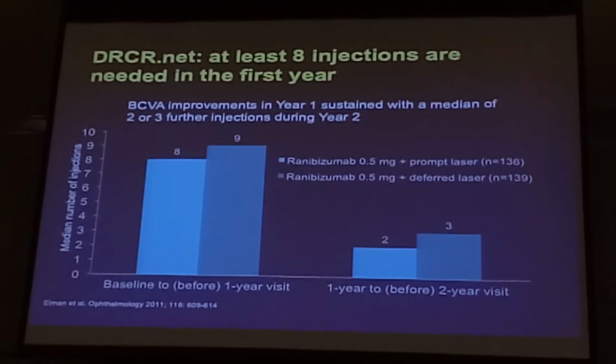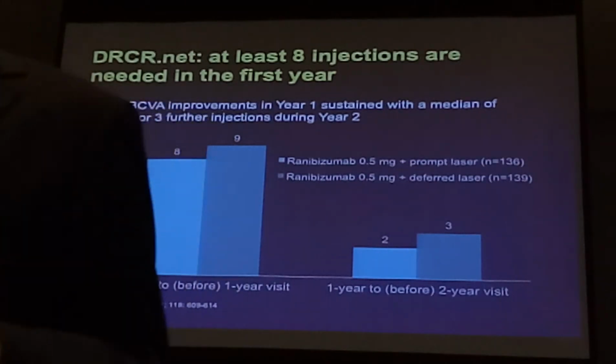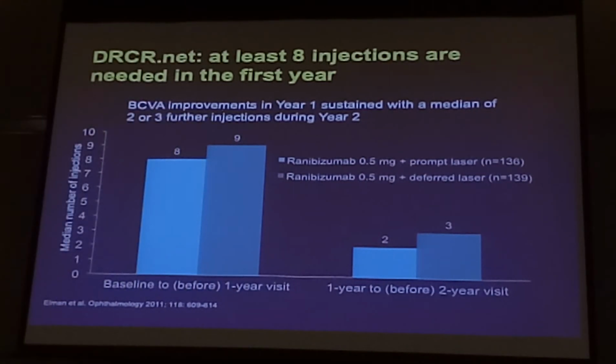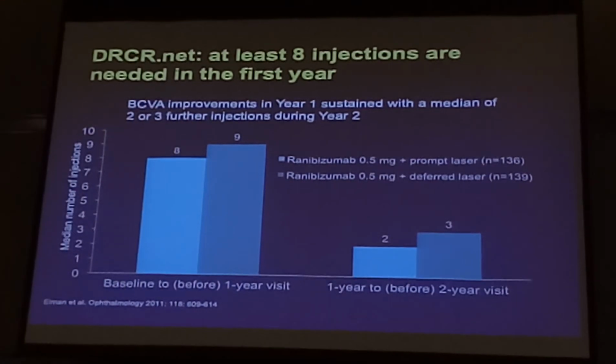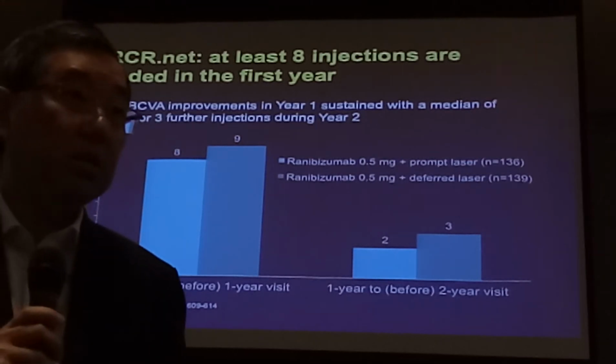DRCR-NET and all the other trials show, in the first year of any anti-VEGF agent you use, you need 7, 8, even 9 injections. This is something you cannot run away from. We cannot tell patients you only need 3 injections and then you are done. For the first year, intensive treatment is required if you want to achieve the same results as in these trials.